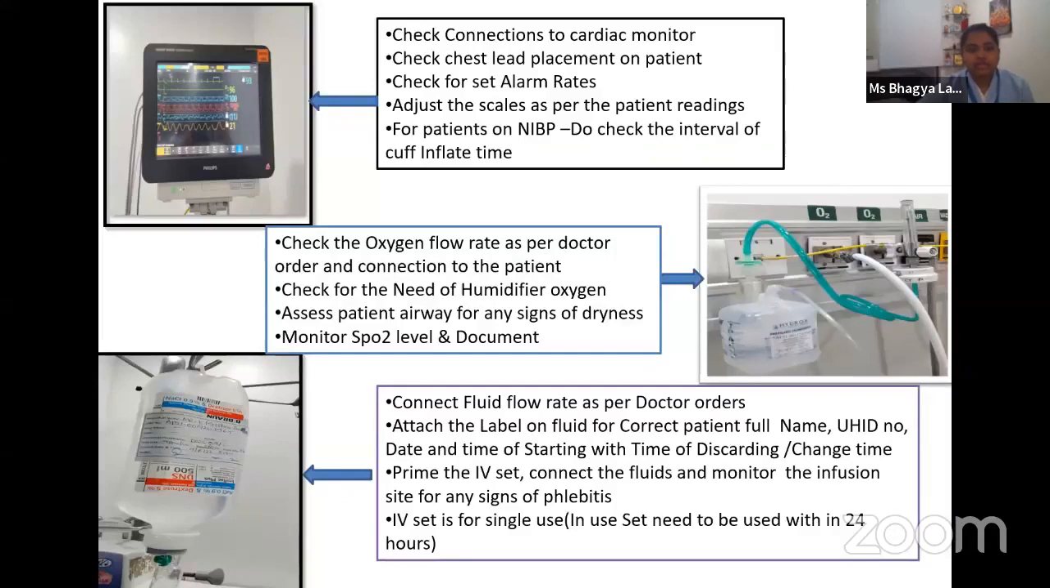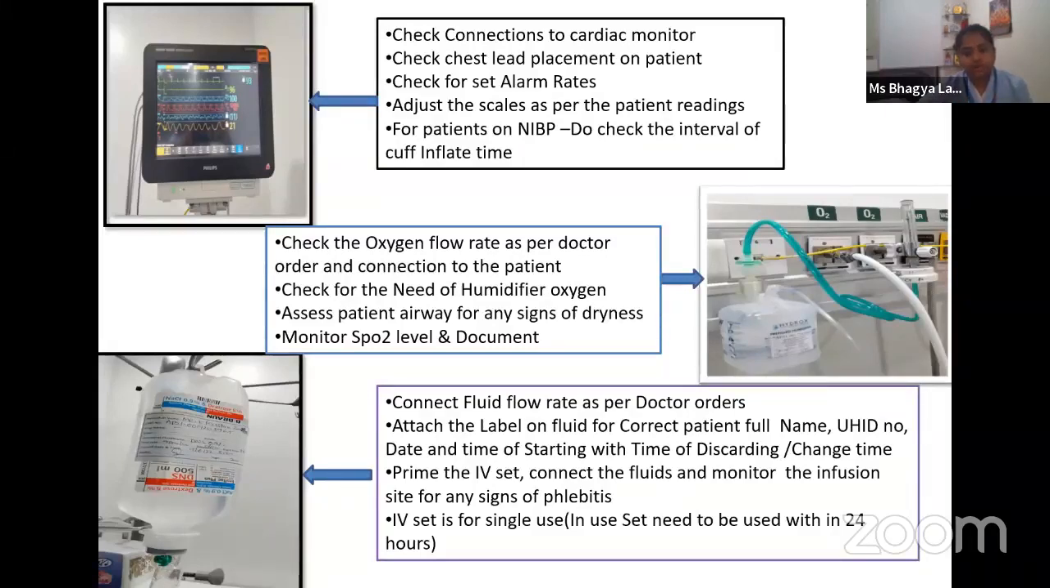Then if the patient is on NIBP, do check the interval of the cuff inflate time. As I have said, it is machine-driven ICUs nowadays. So NIBP can be set for every 5 minutes or 15 minutes, where it will inflate and deflate to read the BP. It doesn't mean that every 5 minutes you need to record the BP, because if it is every 5 minutes, there is a chance that the patient may have a skin injury there. It is called a pressure injury. So we have to check that also.